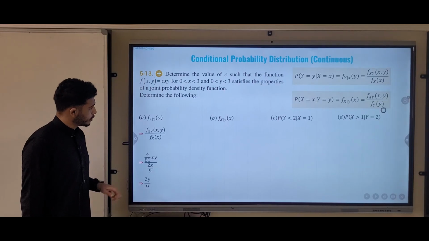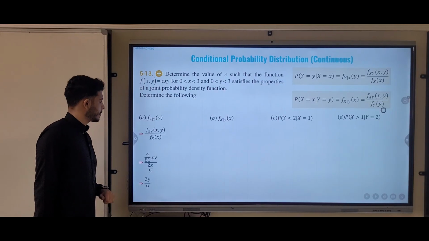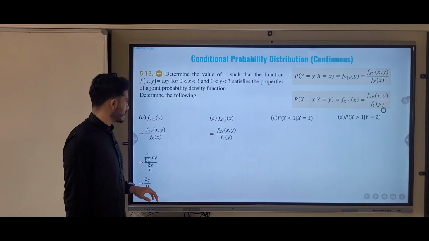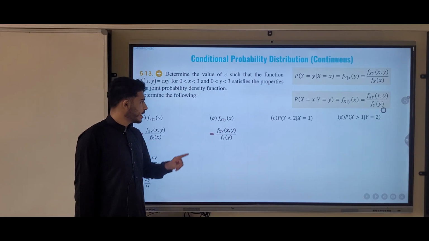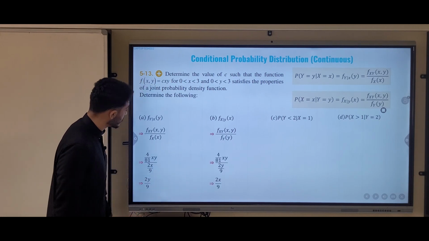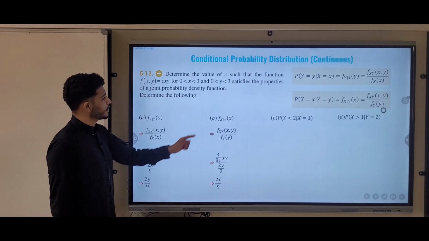Okay, we're going to use it in question C, so don't worry about it. We're going to see how to solve a question using it. So for this one, we're going to do the exact same, with the only difference that y is given in this case. So we're going to divide by the marginal of y, and with this we're going to find the answer. Now let's solve the question, the probabilities.